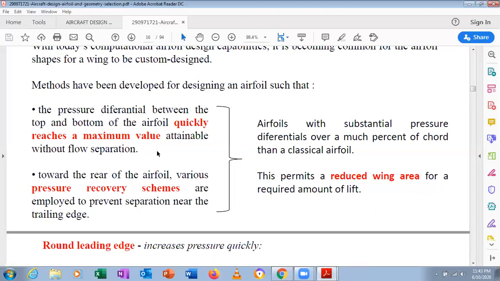If separation occurs at an early stage, the drag will be higher, wake formation will be there, vortices formation will be there. So our goal will be to delay that flow separation. So therefore we have to understand this in the airfoil design. Airfoils with substantial pressure differentials over a much larger percent of chord than the classical airfoil permit a reduced wing area for a required amount of lift.